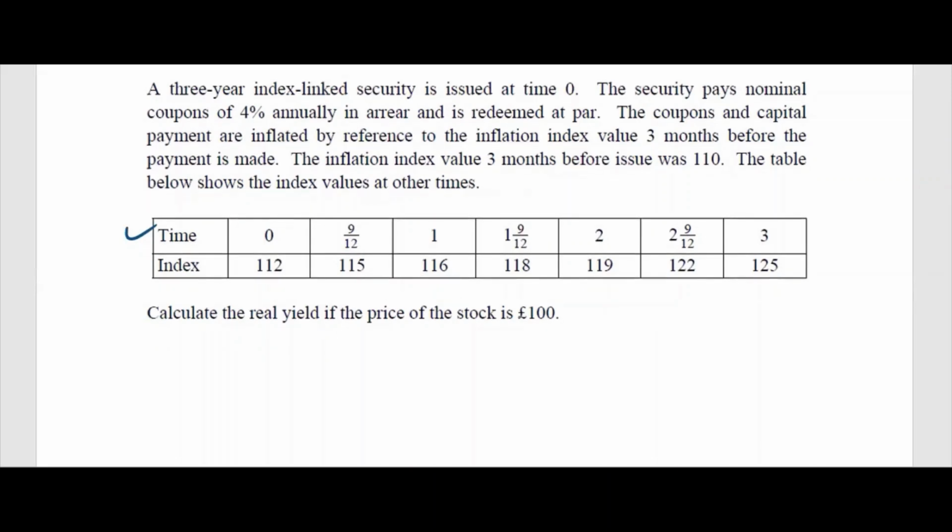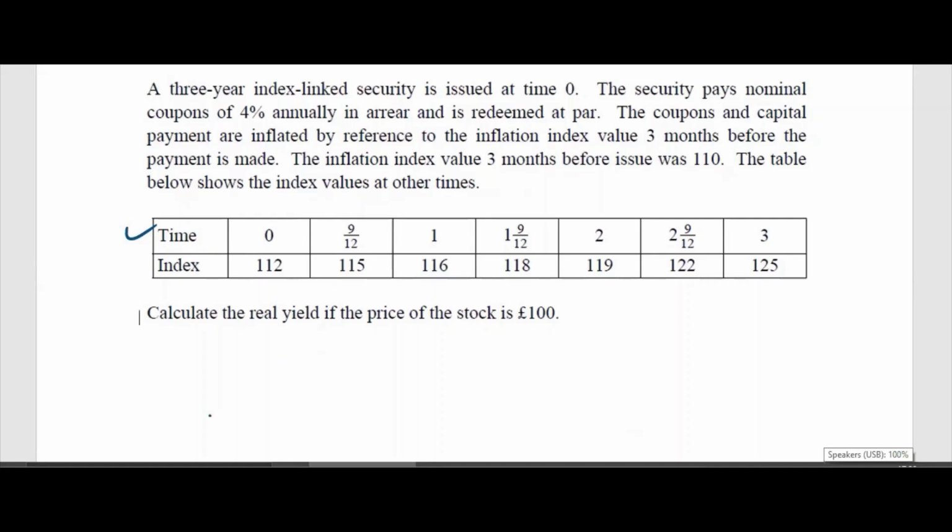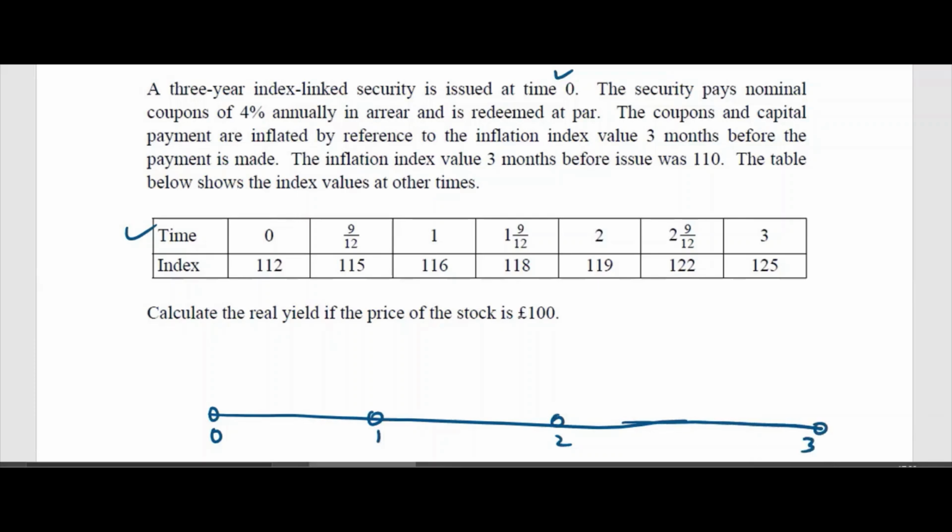So I have to write the payments actually. Okay, so let me draw the real line. Time 0. This is 0, 1, 2, 3. And 4% annually. It's so easy. 4, 4, 104. Sorry, 114. And the company will not pay 4 because this is an index linked bond.